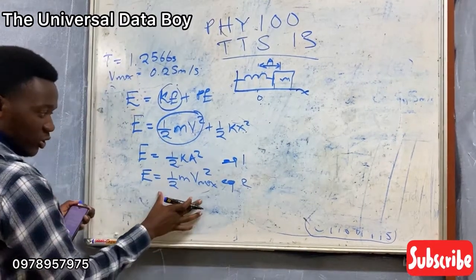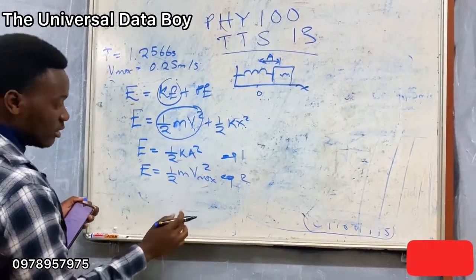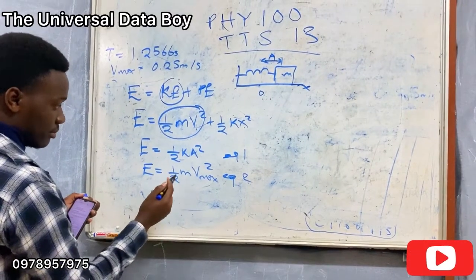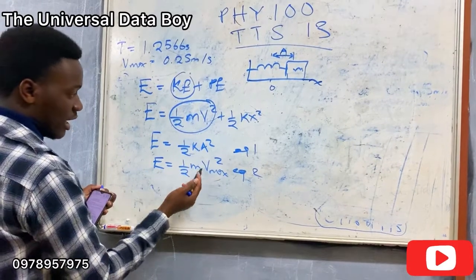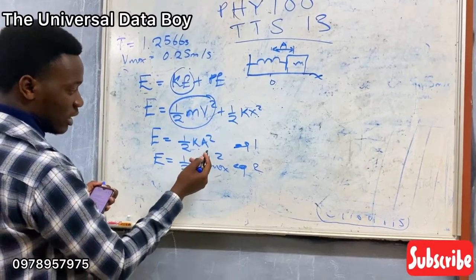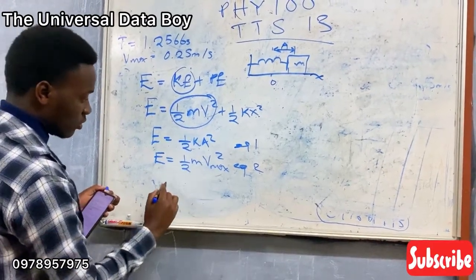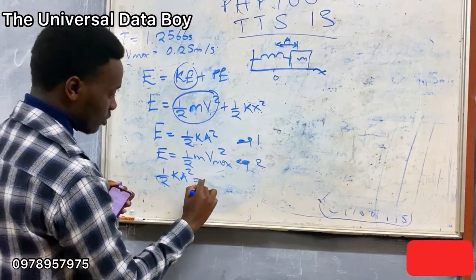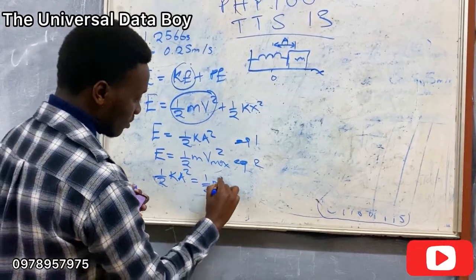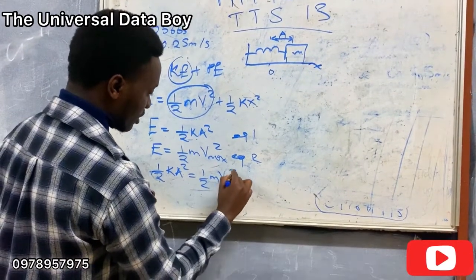This is our equation 1, and this is our equation 2. So we can actually equate this one to this one, because here we have two unknowns, which are the energy and the V max, and then k is known, A is known, and m is known. So we can equate the two. We are going to have 1/2 k A squared equal to 1/2 m v max squared.